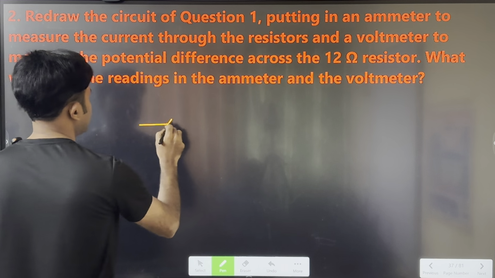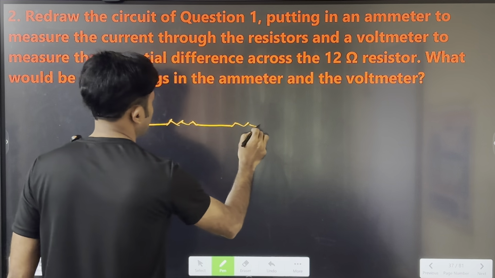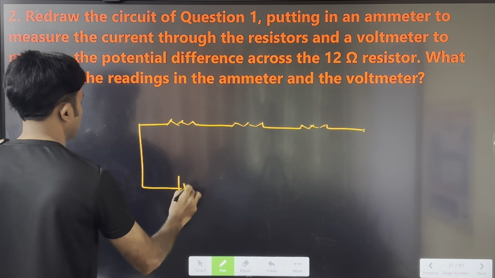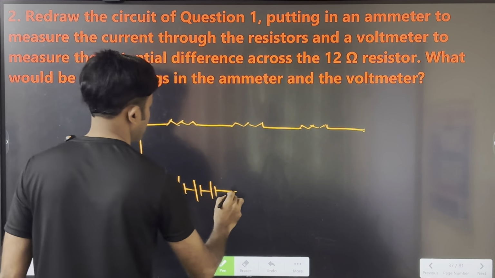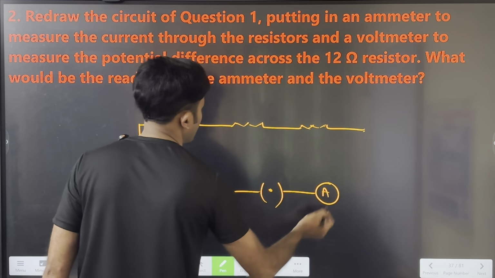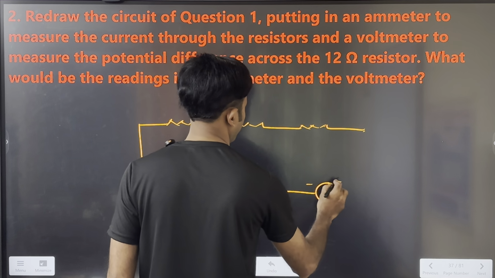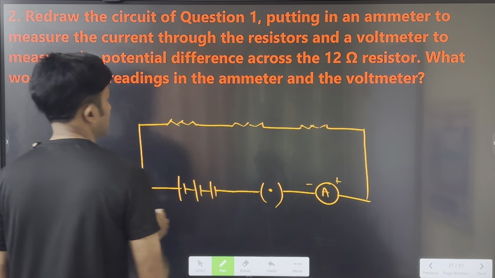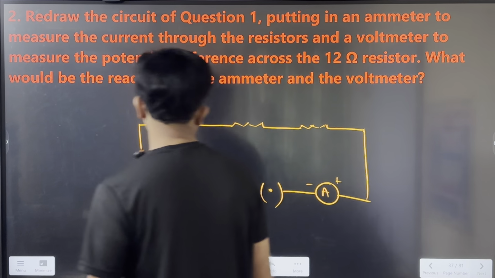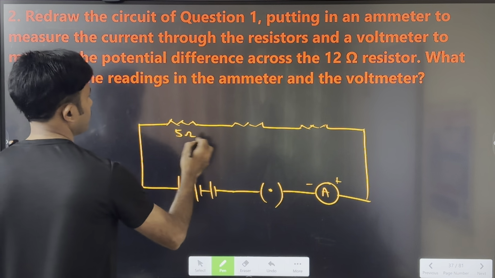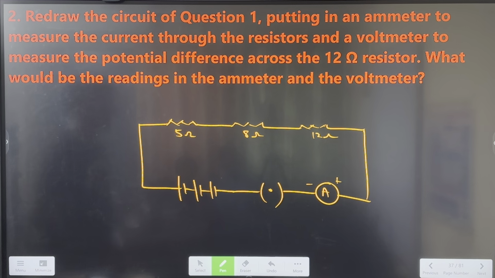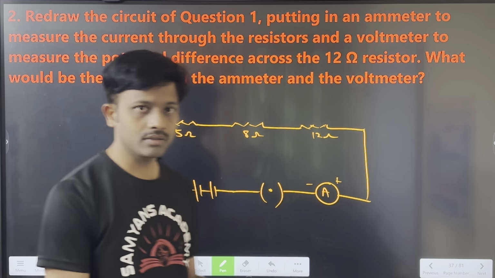Now you see the same diagram, just draw it again here. It is connected to a 6 volt battery. Here we have a switch key and put one ammeter also. The ammeter measures the current through the resistor. The values are 5, 8, 12. Let us say this is 5 ohm, 8 ohm, 12 ohm. We need to find the current value by using Ohm's law.